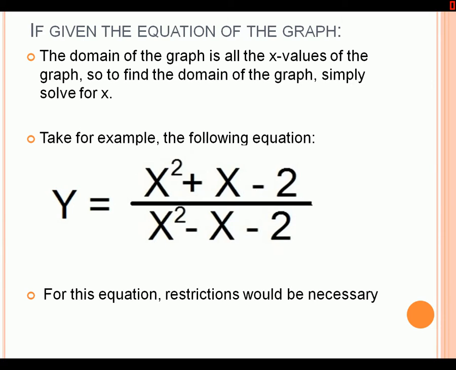Over here, I've given the equation of the graph. This is the second method. You can find the domain of the function by using algebraic math and solving for x.